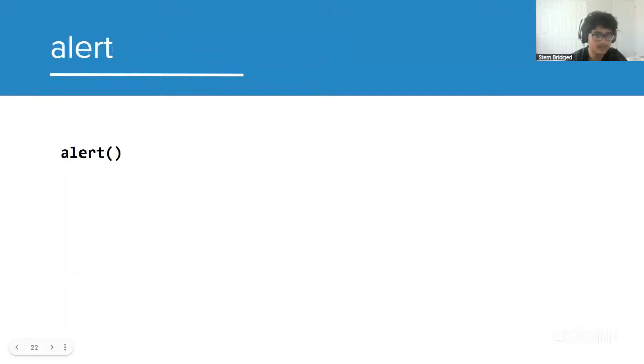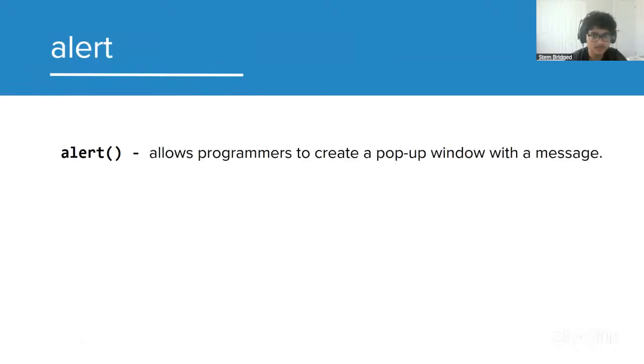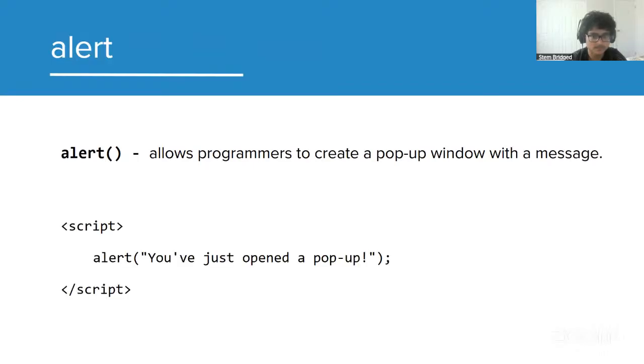The next command is alert. It allows programmers to create a pop-up window with the message that they want to display. So let's say we have this string and then we call this alert function. Whatever's inside of this alert function will pop up on our screen.